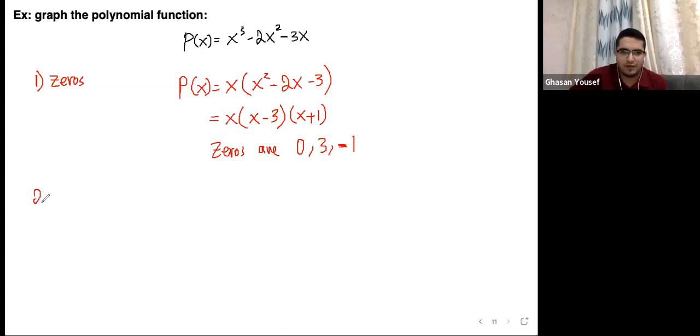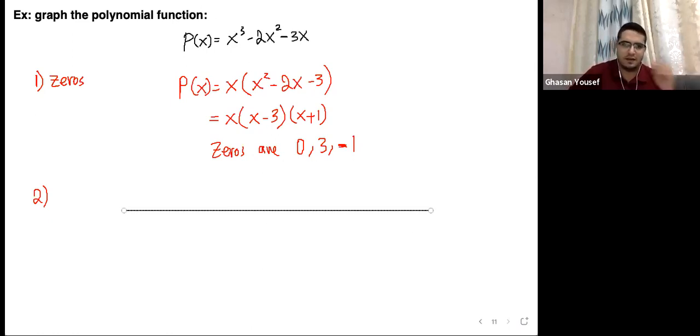So step number 2, we have to find the sign. We have to draw the real line like this, and put the zeros on this real line: minus 1, 0, and 3. Pick any number greater than 3. 4, for example, exactly. So let's take the 4.